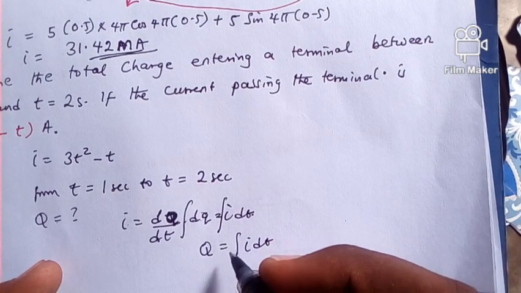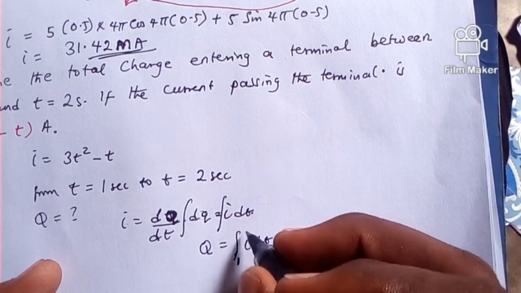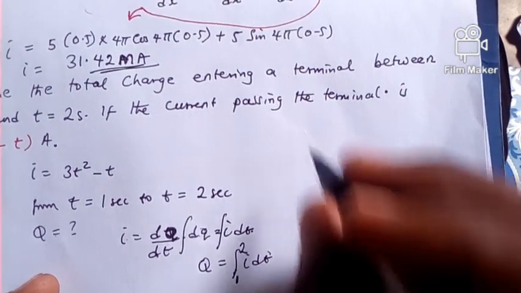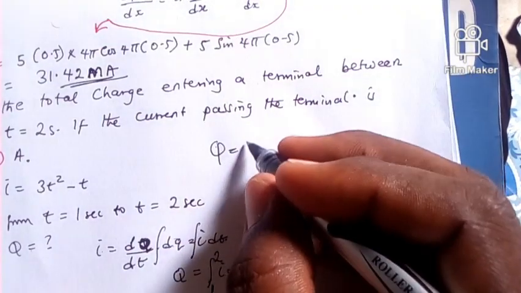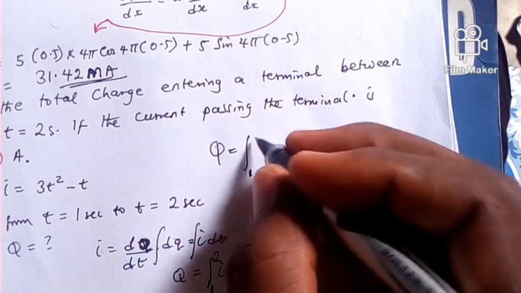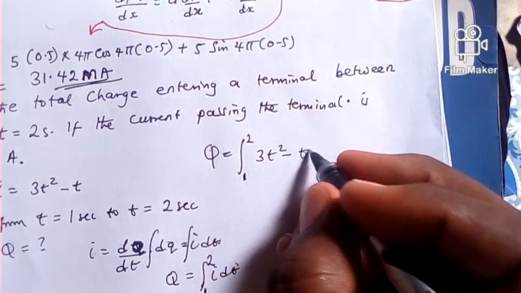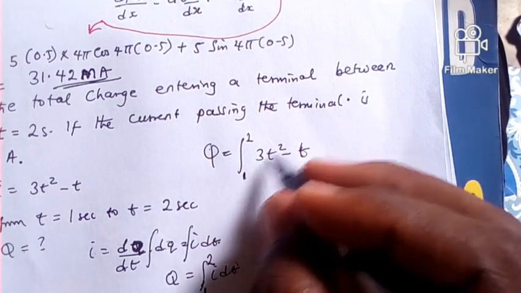So what we're going to do then is remember the interval. This integration is with a limit. So the limit is from t equals 1 second to t equals 2 seconds. So let's go ahead and solve this problem. In that case, we'll say that the quantity of charge is equal to the integral from 1 to 2 of 3t squared minus t. Remember what I told you about integration. So let's go ahead and integrate this.